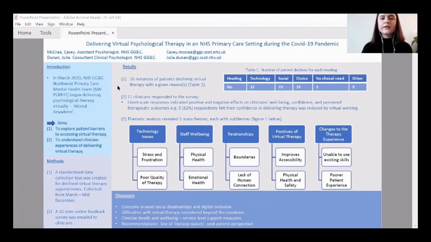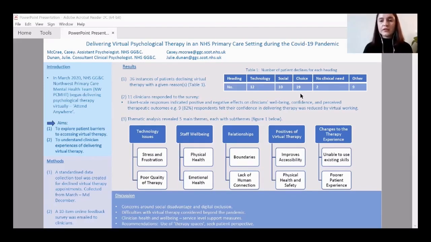The results found 36 instances when patients declined virtual therapy with a given reason or reasons. And Table 1 here shows the categories which these reasons fell into. Examples of technology issues include a lack of access to technology or not feeling comfortable using technology. Social issues were mainly related to a lack of access to a private space.